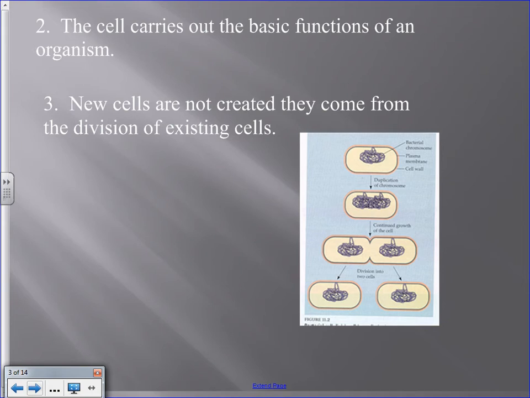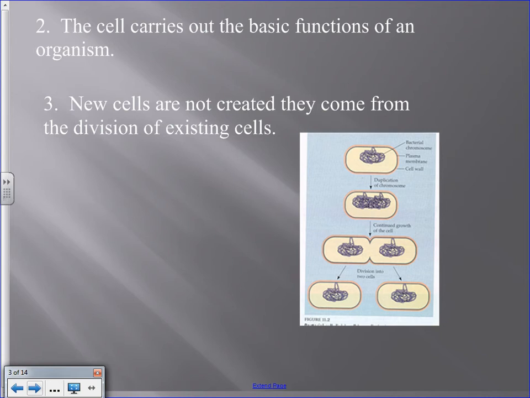Okay? The second one tells us, what does a cell do? Cells carry out the basic functions of an organism. The same things that your body does on a large scale are done by cells on a small scale. All right? If you eat food, your digestive system digests it, gets rid of the stuff you can't use, and the cell does the same thing.